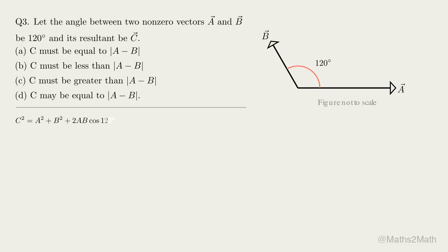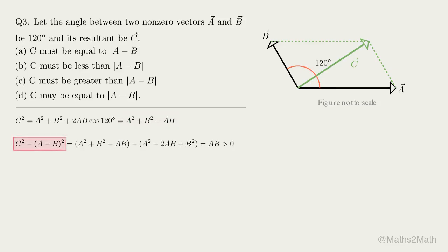By the parallelogram law, with cosine of 120 equal to minus a half, C squared is A squared plus B squared minus AB. Subtract the square of A minus B. The difference is AB, which is positive for non-zero vectors, so C is always greater. Hence, C must be greater than the magnitude of A minus B. Option C.